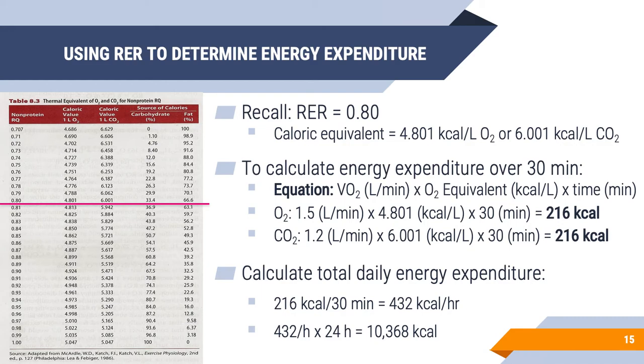So 24-hour races are a real thing, so running for literally 24 hours, or fast walking, whatever you want to call it. If we wanted to calculate the total daily energy expenditure of these individuals, we can actually do that, in which we take 216 kcals per 30 minutes, make that into 432 kcals per hour, multiply that by 24 hours, and we have a total daily energy expenditure of about 10,368 kilocalories.